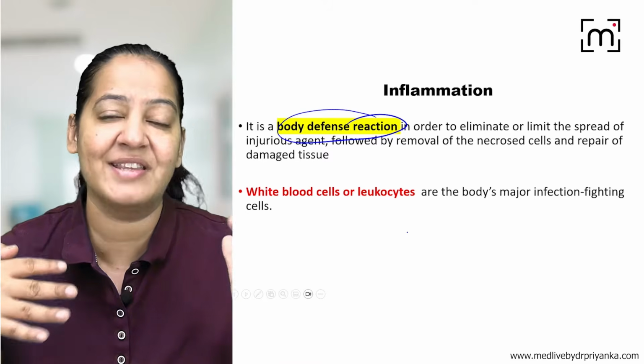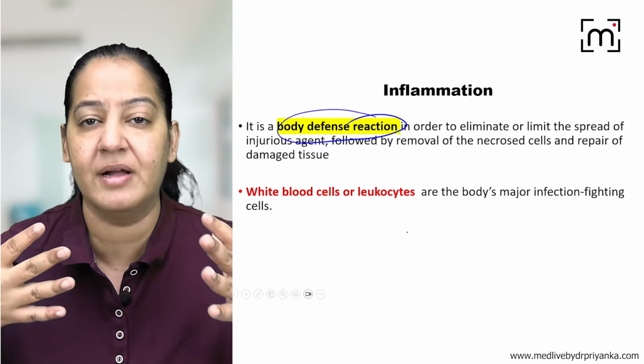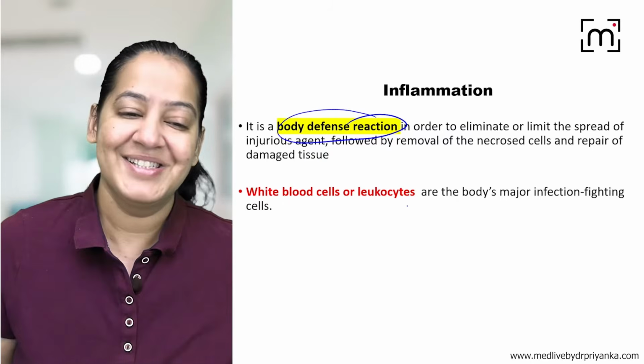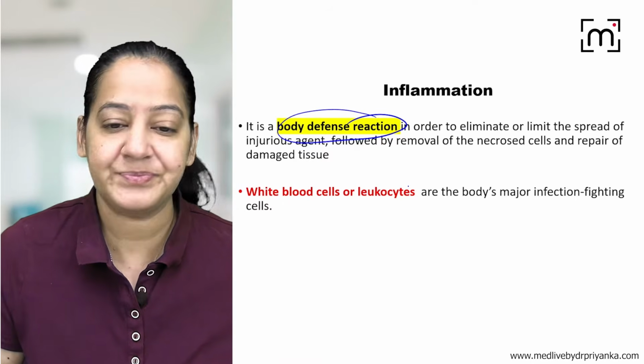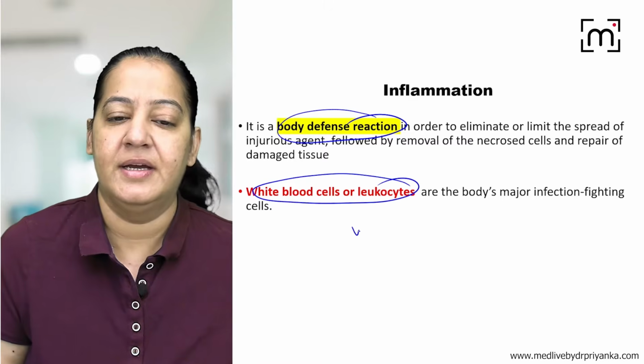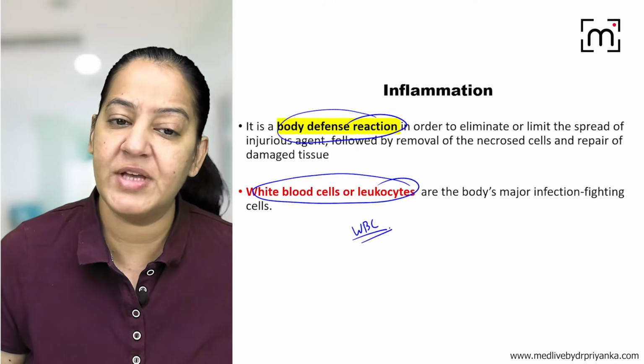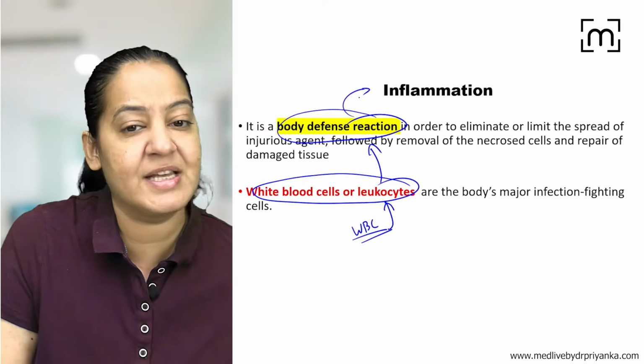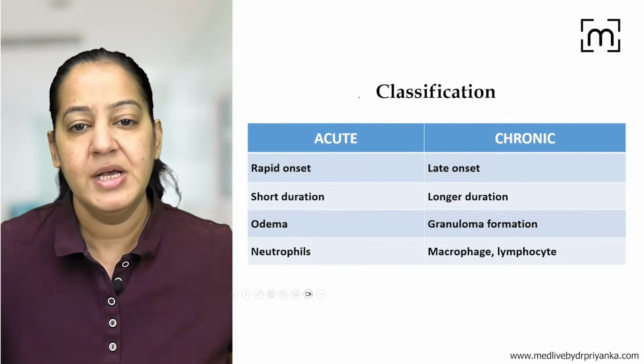So we will understand the various vascular events of inflammation in the form of a story only. Okay. So who is the army? The army is the WBC, known as leukocytes. This is the army which provides the defense mechanism and which is responsible for inflammation. So that is the thing.